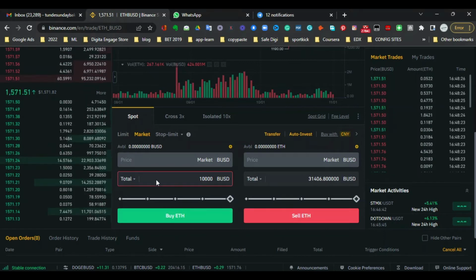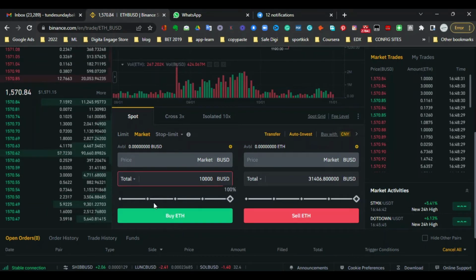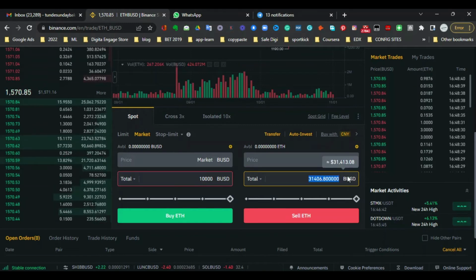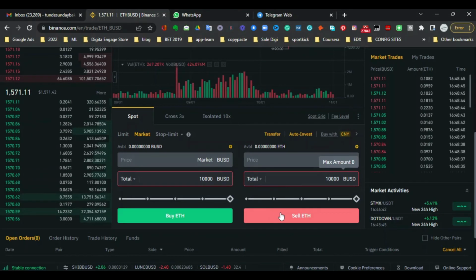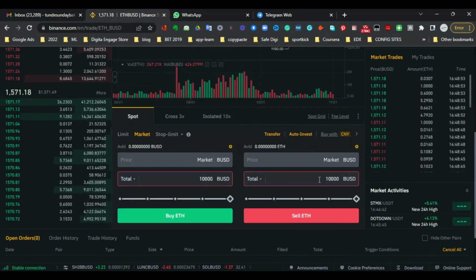So I will just click on buy, but because I don't have sufficient funds, the order will not be executed. If I want to sell also, just come here. Okay, I want to sell, let's say, this equivalent of Ether in BUSD. So it can take from my Ether wallet.